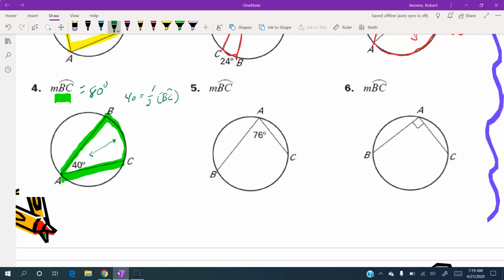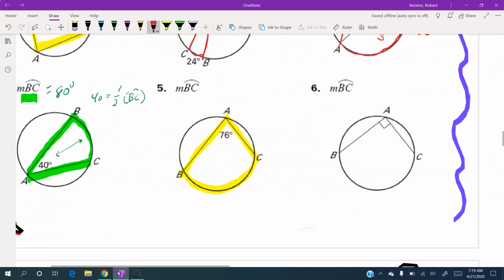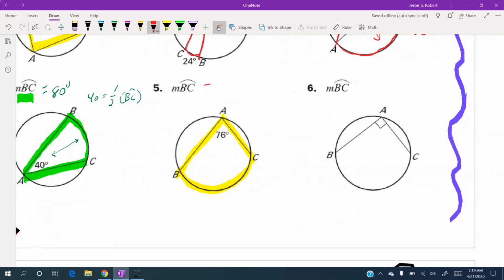Okay, we're back. So again, our goal is to find arc BC. We're going to trace the ends of the arc back to its angle. And since the angle equals half the arc, in this question, we're going to get our arc is equal to, sorry about that, 152 degrees.